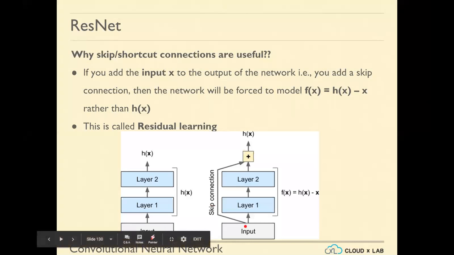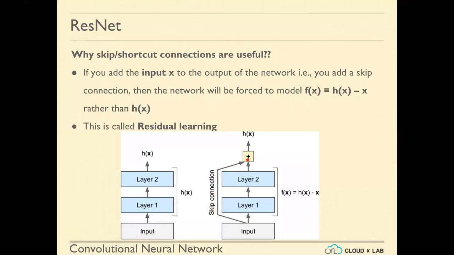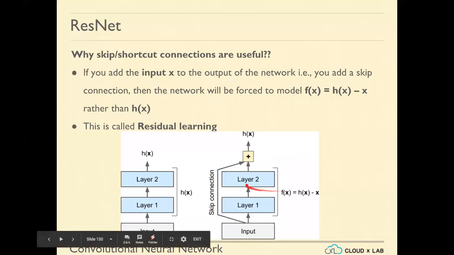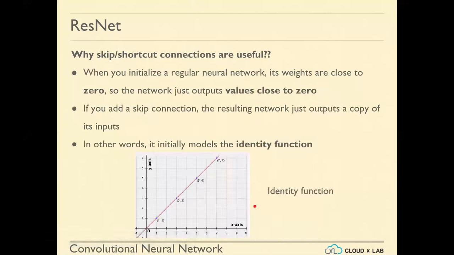So the input is skipping these layers to reach the output. So the overall H(x), so this one is basically giving H(x) minus the input. Okay, that's the outcome of this one. So in this design, the most important differentiator was the skip connections. So why are skip connections useful?